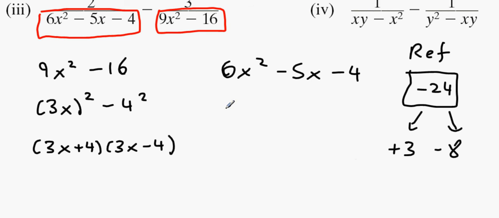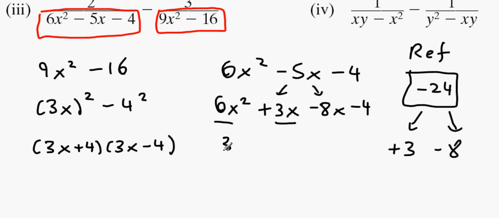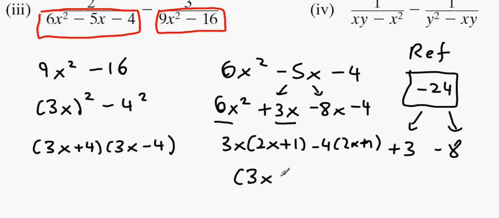With this in mind, we have 6x squared. We're going to break up this 5x into plus 3x minus 8x minus 4. Then we can just factorize them. What do they have in common? They have the 3 and an x in common, which leaves 2x plus 1. And then we're going to have minus 4 into 2x plus 1. Then finally our answer here will be 3x minus 4 into 2x plus 1.